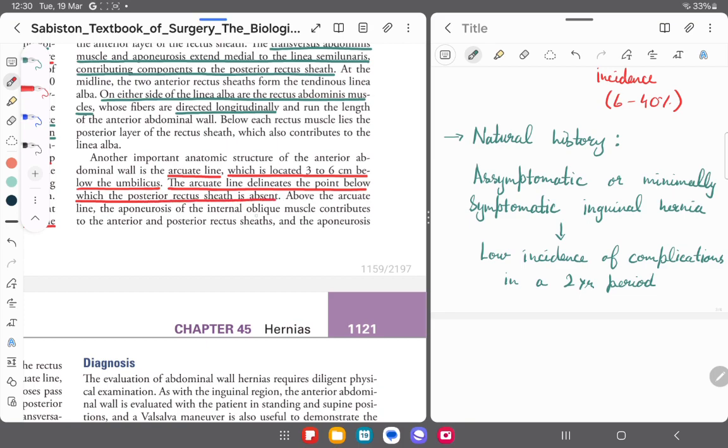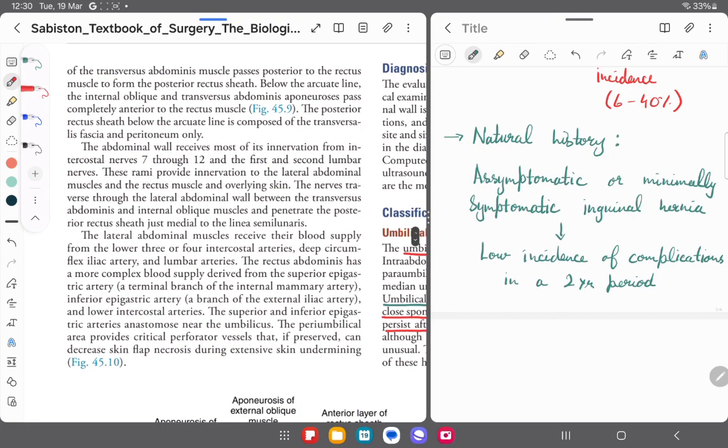Above the arcuate line, the aponeurosis of the internal oblique muscle contributes to the anterior and posterior rectus sheaths, and the aponeurosis of the transversus abdominis muscle passes posterior to the rectus muscle to form the posterior rectus sheath. Below the arcuate line, the internal oblique and transversus abdominis aponeuroses pass completely anterior to the rectus muscle. So the posterior rectus sheath below the arcuate line is composed of the transversalis fascia and peritoneum only.